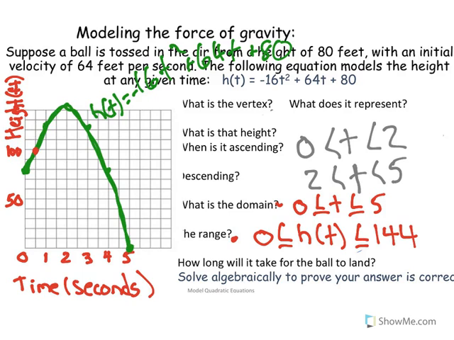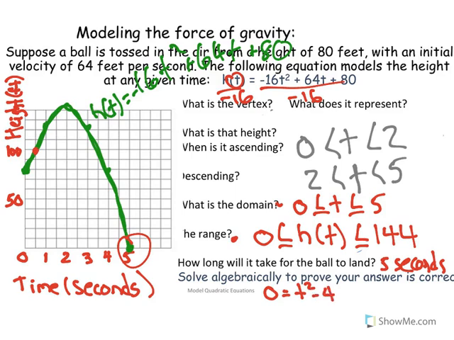How long will it take the ball to land? Well, that's like the easiest question of all. It's going to take it 5 seconds. Now, as far as solving algebraically to prove it's correct, what I would do is, kind of quickly, since we'd set this equal to 0, I'm going to divide both sides by negative 16. And if I divide both sides by negative 16, I end up with t squared minus 4t minus 5. And if I factor that, I get t minus 5 times t plus 1.